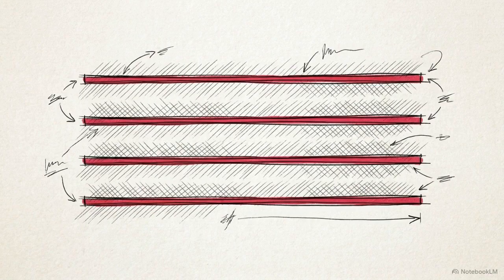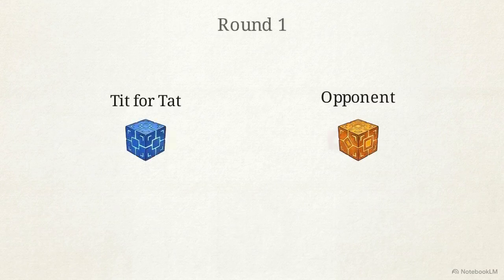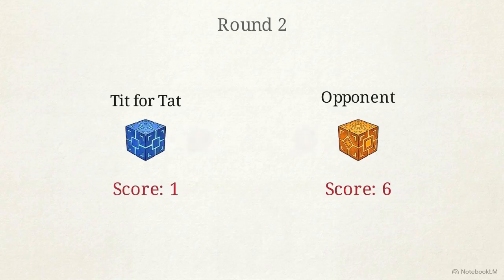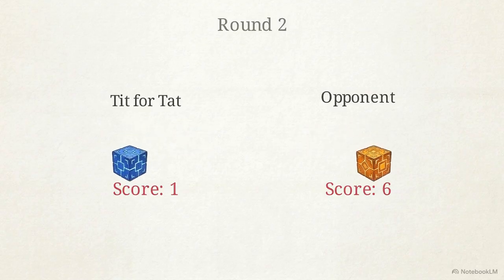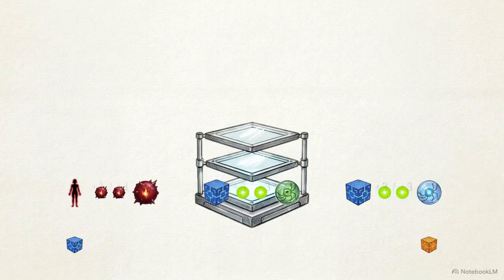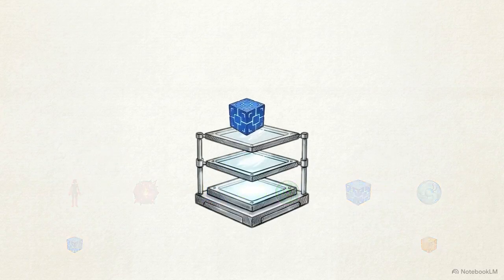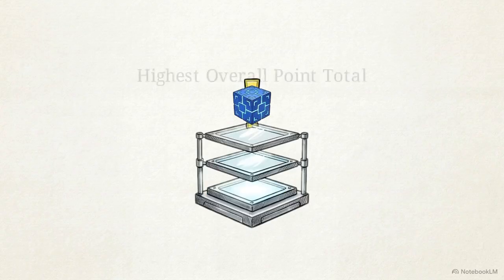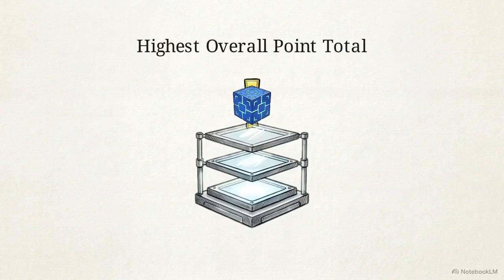The winner was a program called tit for tat. Its logic was only 4 lines of code. It starts the first round by cooperating, and in every round after that, it simply mirrors whatever its opponent did on the previous turn. The data revealed a paradox. In head-to-head matchups, tit for tat never actually won a single game. It could only draw or lose by a small margin. Yet, because it maintains steady scores across every single opponent, it ended the tournament with the highest overall point total.